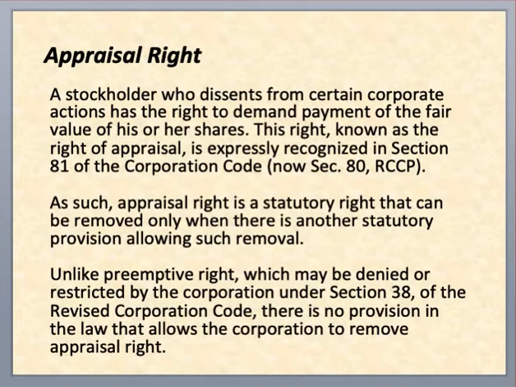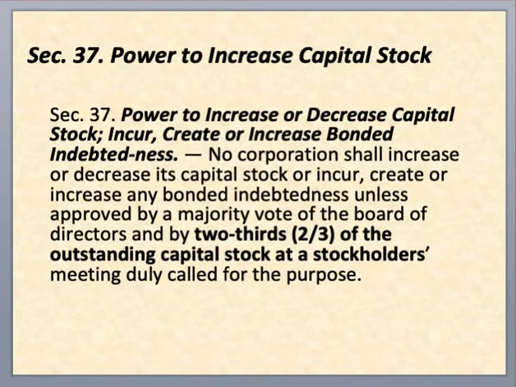Question B is two-pronged. First, it asks for the required stockholders' vote to ratify the board's action to increase the corporation's capital stock, and second, may the dissenting stockholders exercise their appraisal right? Section 37 of the Revised Corporation Code gives us the answer to the first. It provides: no corporation shall increase or decrease its capital stock or incur, create or increase any bonded indebtedness unless approved by a majority vote of the board of directors and by two-thirds of the outstanding capital stock at a stockholders' meeting duly called for the purpose.